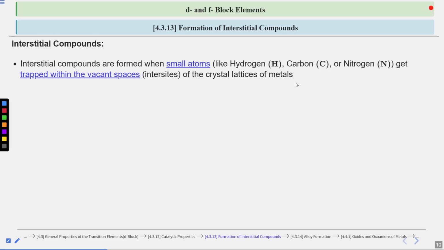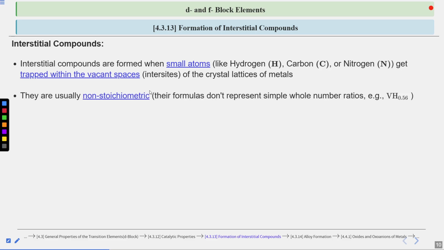In the starting we have seen that transition metals exist in different crystal lattices like BCC, body centered cubic, CCP, cubic close packing, and HCP, hexagonal close packing, right? So what we are saying is that in the vacant spaces or interstices which form in these crystal lattices of metals, some small atoms like hydrogen, carbon, or nitrogen get trapped, and they form these interstitial compounds.